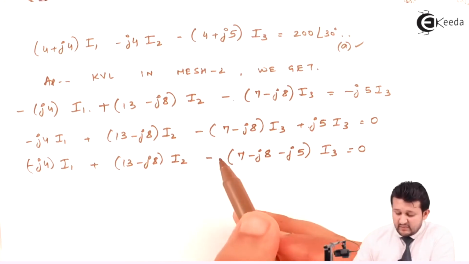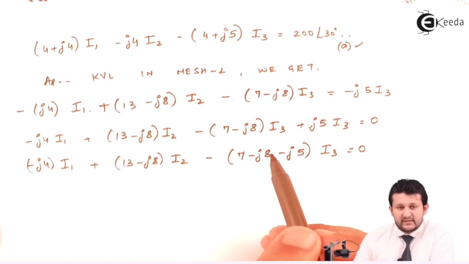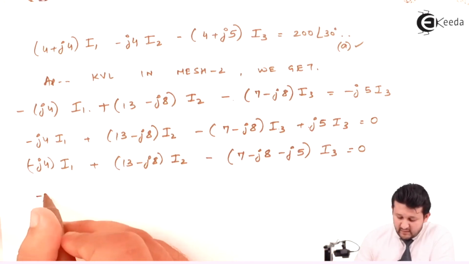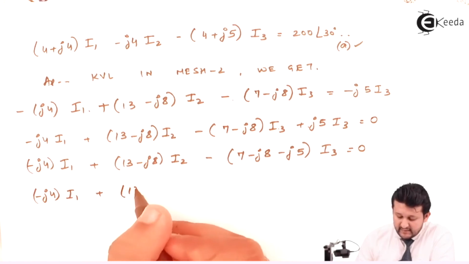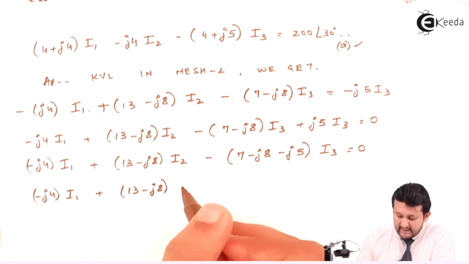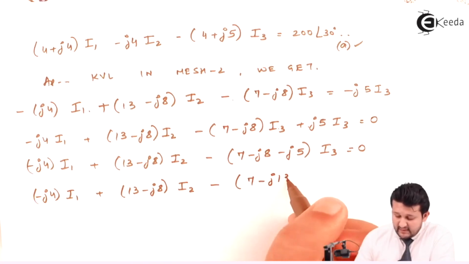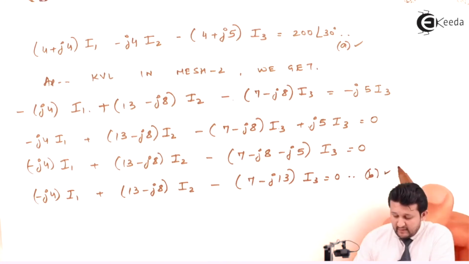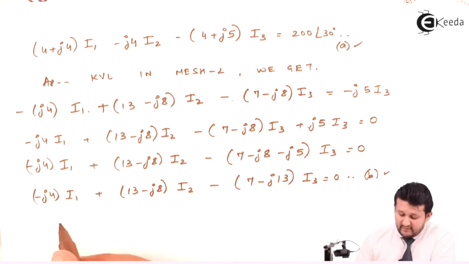The sign has been changed because there was a negative sign outside. If it would be a positive sign, it will be the same sign. But when it is a negative sign, you have to change the sign. So it will be minus j4 I1 plus 13 minus j8 I2 minus 7 minus j13, it will be I3 equal to 0. That is equation number 2. Now let's see equation number 3.